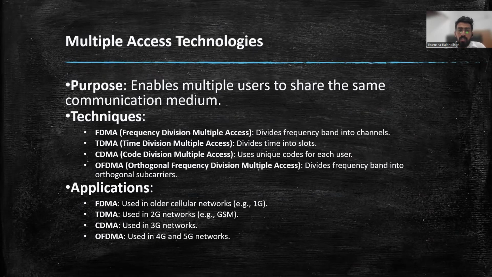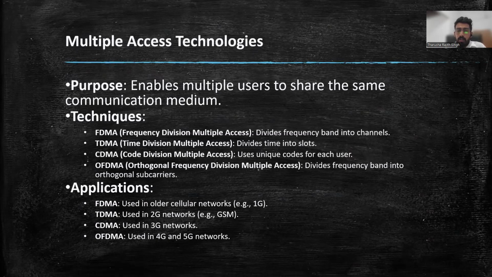FDMA means frequency division multiple access. FDMA divides the available frequency band into multiple channels, with each channel assigned to a different user. This is similar to how radio stations operate on different frequencies. TDMA means time division multiple access. It divides time into slots, allowing multiple users to share the same frequency band by taking turns.